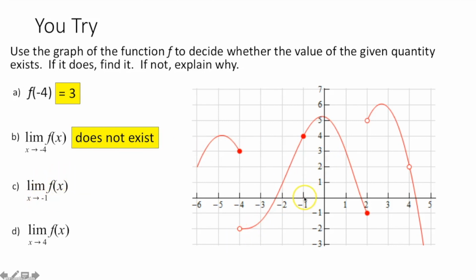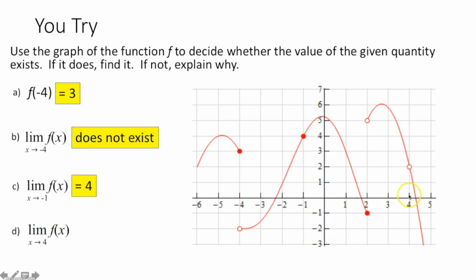Now we have the limit as x approaches -1 of f of x. So we look at -1 is right here. As x approaches -1 from the left, we're approaching a y value of 4. As x approaches -1 from the right, we're also approaching a y value of 4. Therefore, you can say the limit as x approaches -1 of f of x is equal to 4. Now let's look at the limit as x approaches 4 of f of x.